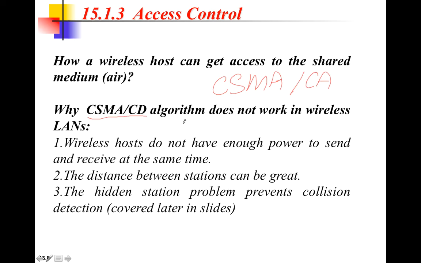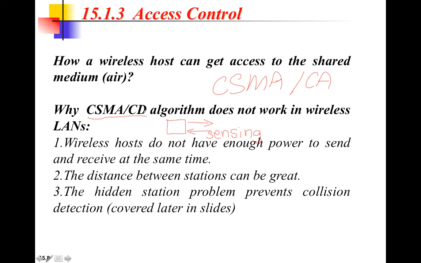Why is that? Remember, in CSMA CD, the device is doing full duplex, which means a device is transmitting, but it is also sensing the medium. It is checking the medium, seeing, is it free? Is it busy? What's happening to the medium? But in wireless LANs, the devices don't have enough power to send and receive at the same time. They can either send or they will receive. So this is one of the reasons why you can't use CSMA CD.